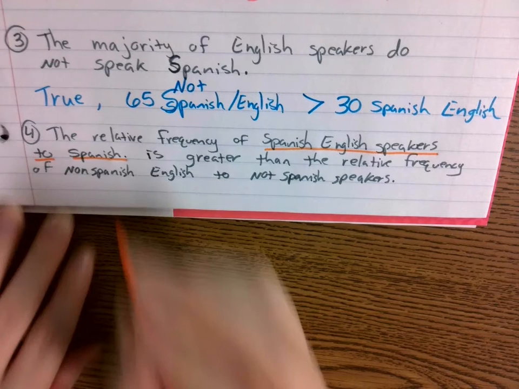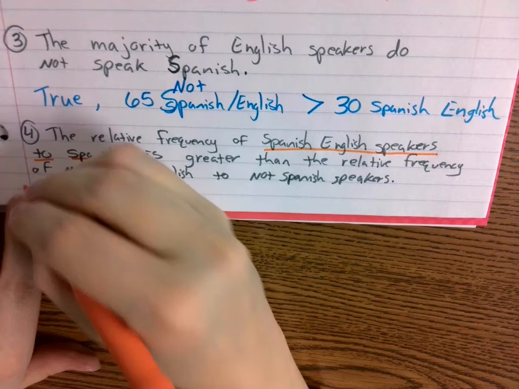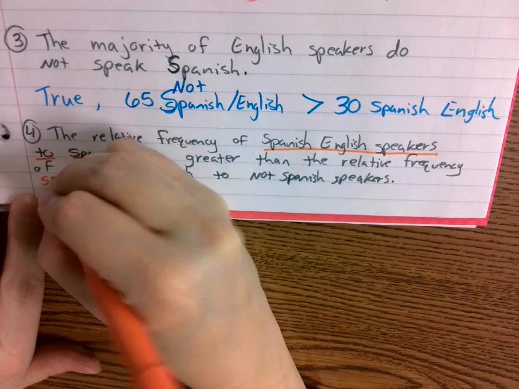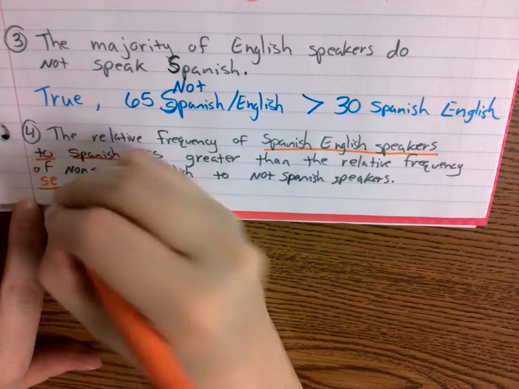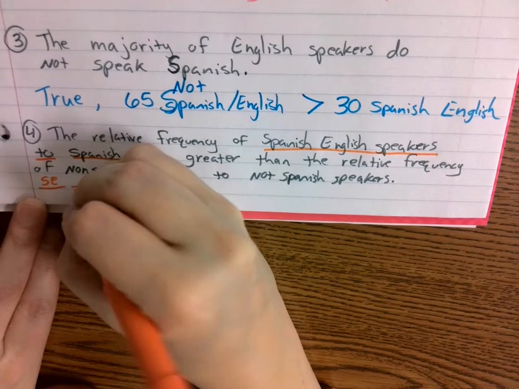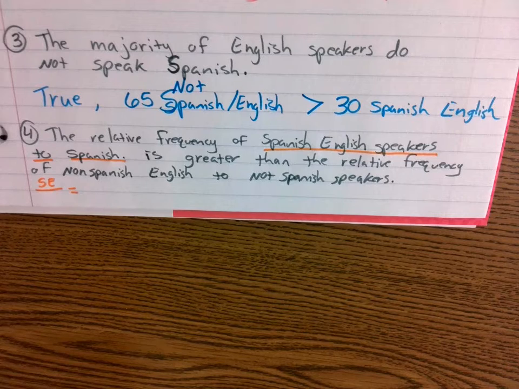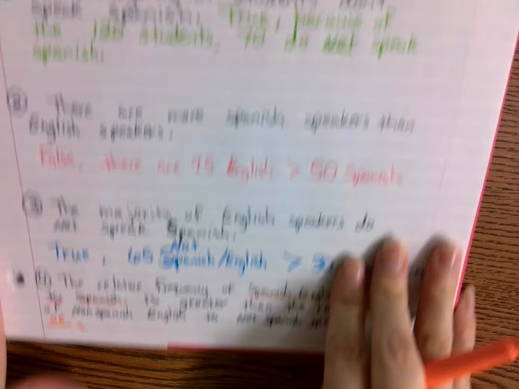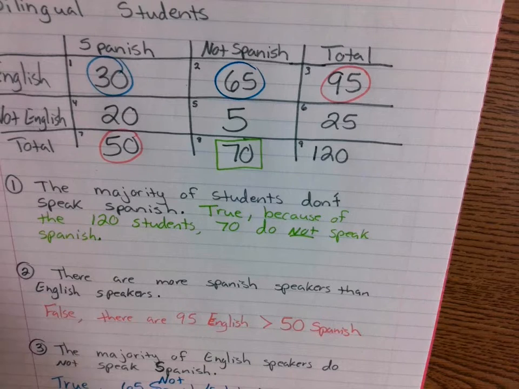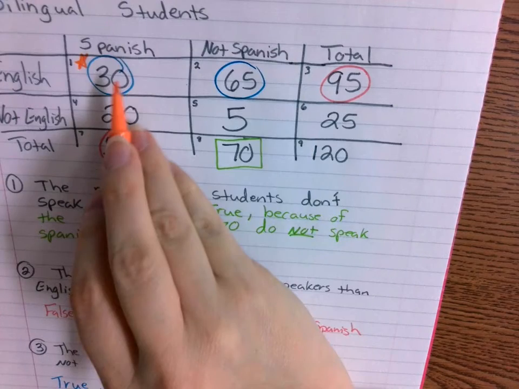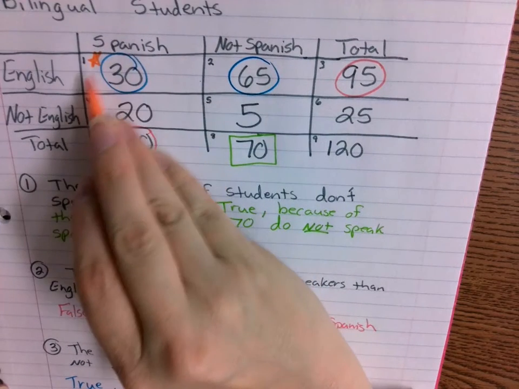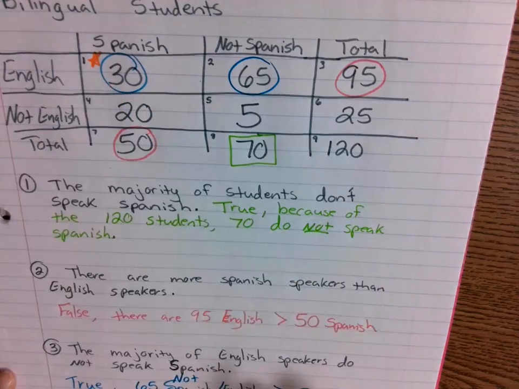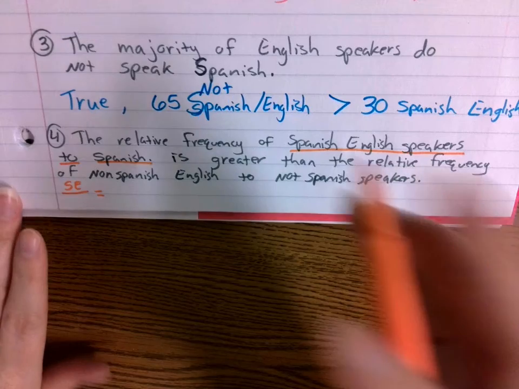So how many Spanish English speakers do we have? 30, right? Let's go back up to here. We have 30 students that speak Spanish and English together, okay? So that Spanish English speakers number is 30.